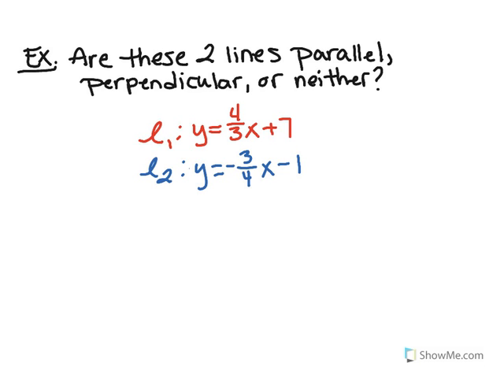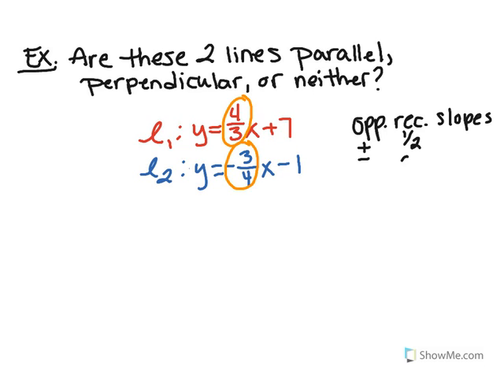Okay, so let's take a look at this problem. We've got two lines that are both in slope-intercept form, so I know what the slopes are right away. I have this as being 4/3, and this as being -3/4. Now, in order to be perpendicular, my slopes have to be what's called opposite reciprocal slopes. Opposite meaning the sign. So if one of them is positive, the other one must be negative. Reciprocal, as in, if I have 1/2, the reciprocal of that is 2/1.